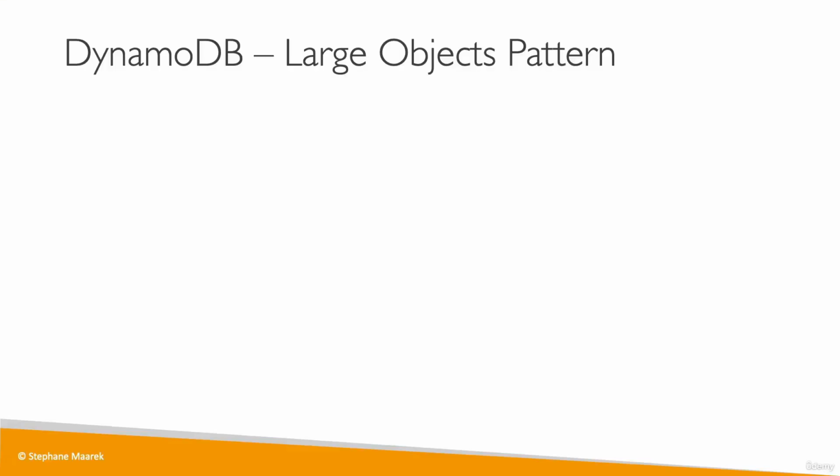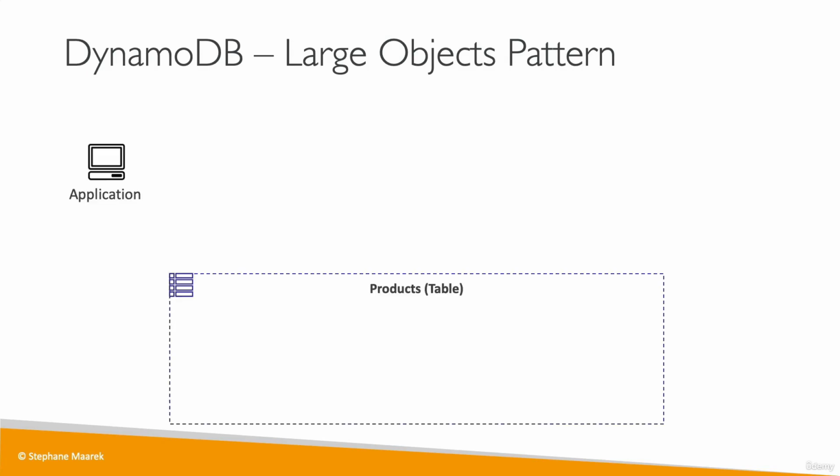So now let's look at 2 ways we can use DynamoDB with Amazon S3. And the first one is how to store large objects in DynamoDB. Well, as you know, in your tables in DynamoDB, you can only store up to 400 kilobytes of data. So obviously, if you want to start storing some images, some videos, all that kind of stuff, DynamoDB is not the best place for it.